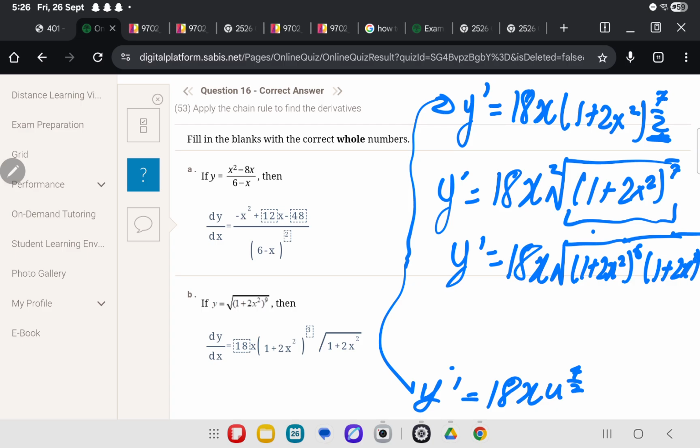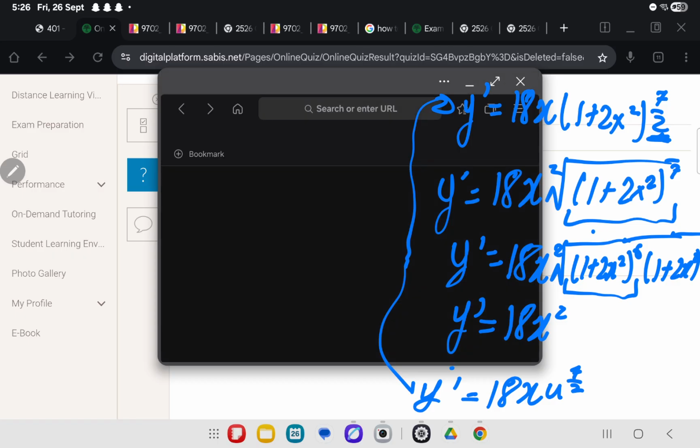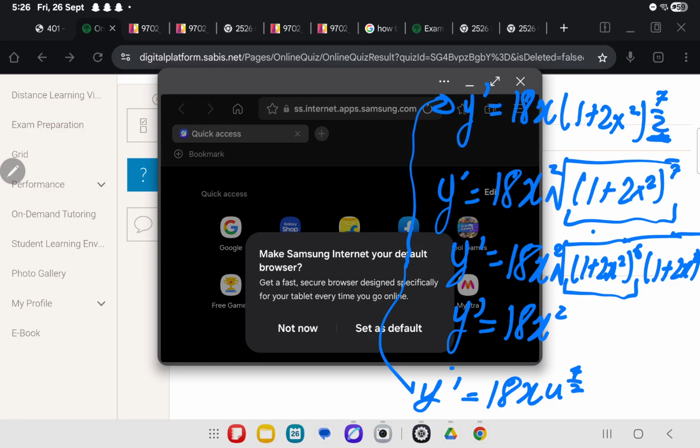Obviously, this is all under the radical. Now, this I can take out, right? Because this is 2 and this is 6. So it's going to give me y prime is equal to 18x squared. Or sorry, 18x. And why have I been writing x squared? No, this isn't x squared.